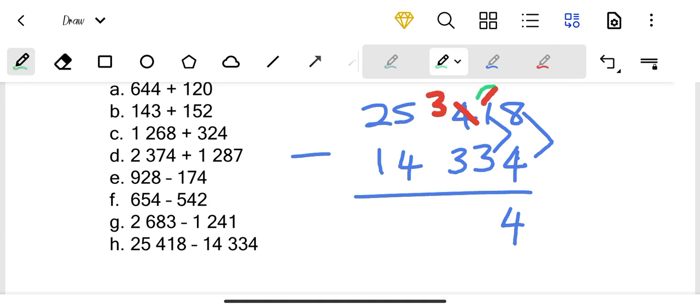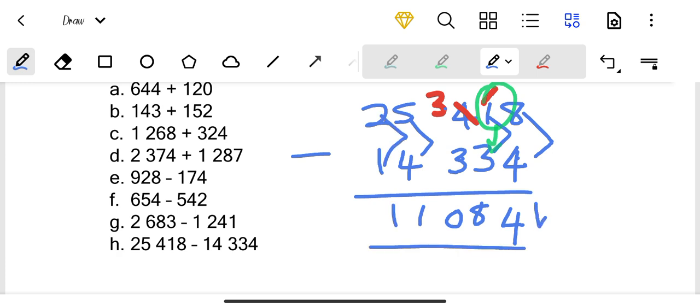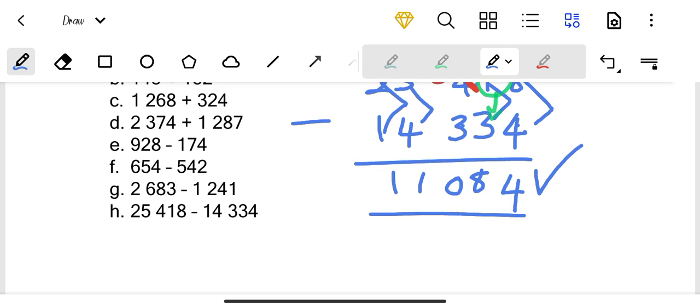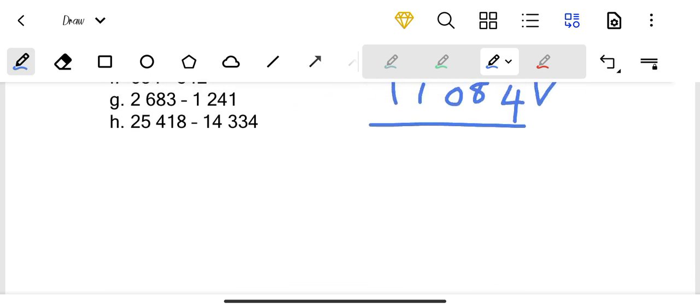Now you're going to say 11 minus 3. So 11 minus 3, let me think. I think the answer is 8. So I'm going to have my 8 down here. And then 3 minus 3, 0. 5 minus 4, 1. 2 minus 1, 1. And then you are done. I hope this made sense.